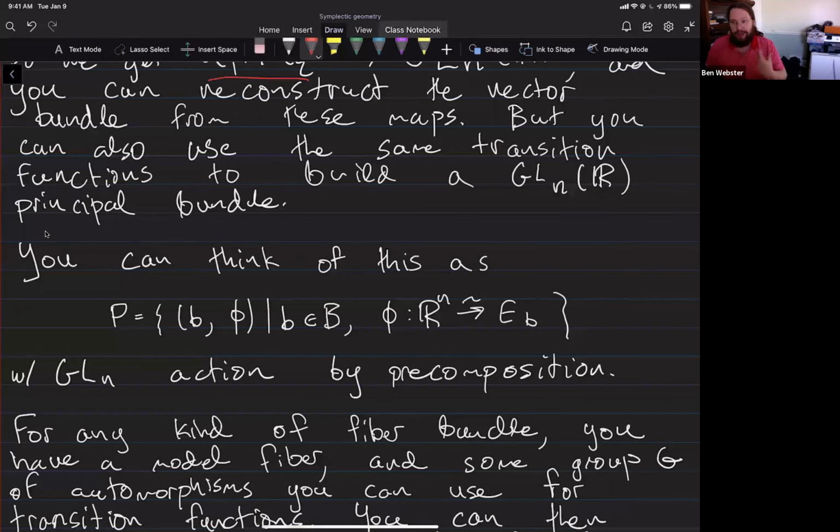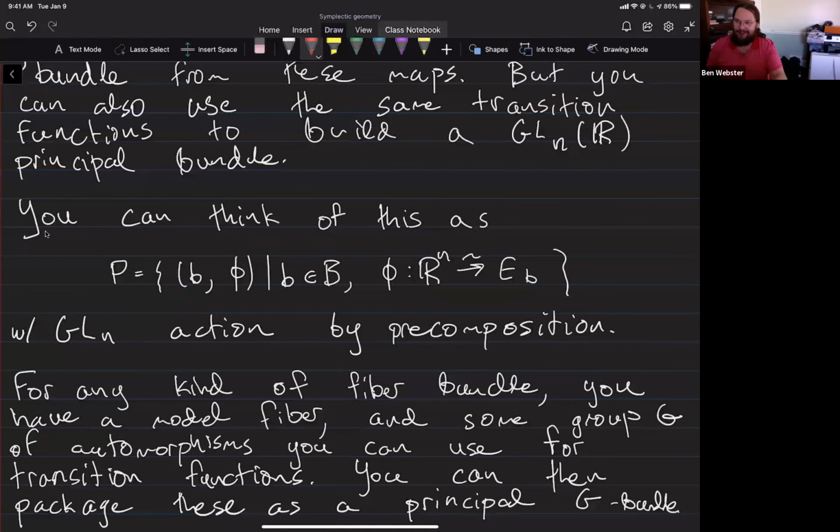So actually, I could never talk about vector bundles, and I could think about GL_n(R) principal bundles instead. And more generally, for any kind of fiber bundle, the information you need is some model space that every fiber is going to be isomorphic to. And I also want to say, how unique is that isomorphism? Which, if you think about it, is specifying a set of allowable automorphisms of the fiber.